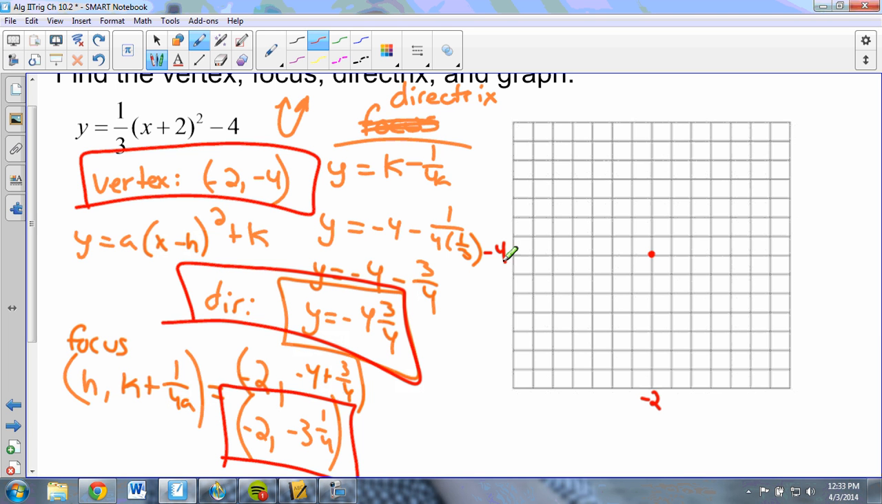Negative 4, negative 4.5, negative 5, negative 3.5, negative 3, negative 2.5. I'm basically counting by quarters now. Going back, and here I'm going down, like the origin would be up here. I have my y-axis going down and my x-axis going this way.